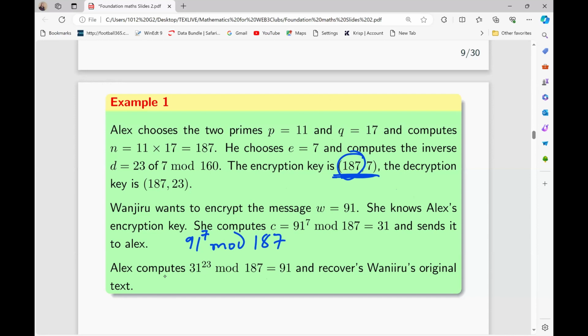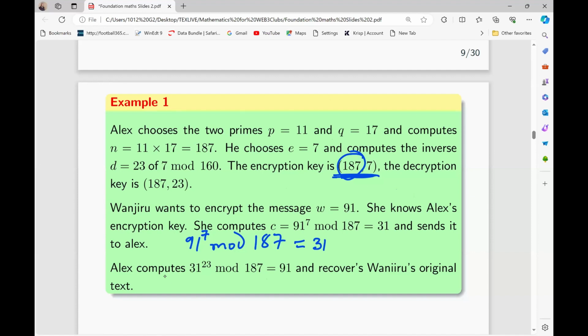You do this using the fast powering algorithm. That's what we were doing yesterday before we went off. So you do it using the fast powering algorithm, and when you do that, you would then get 31. So 31 is the message that Wanjiru then sends to Alex.